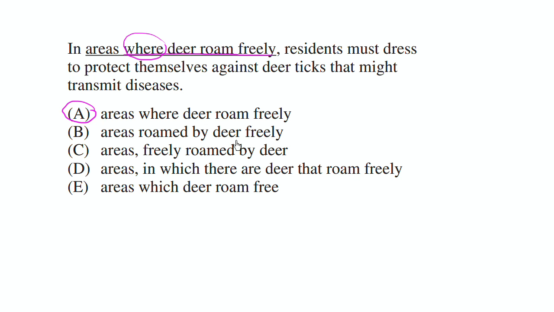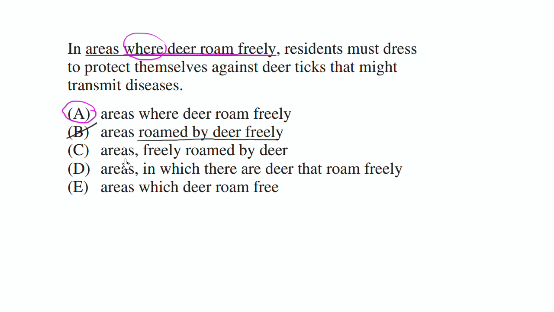But let's just go through the other ones to make sure that they're not as good or nowhere near as good. So in areas roamed by deer freely, residents must dress to protect themselves, etc. This one isn't as good because this part right over here is in the passive voice. Instead of saying deer roam freely, we're saying roamed by deer freely. So it sounds a little bit convoluted. Most writers will tell you the passive voice, you should avoid it unless you really need to, unless it really does something special to what you're writing. And so I would definitely avoid this because of that passive voice. So B I would rule out.